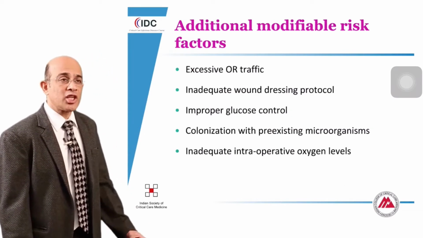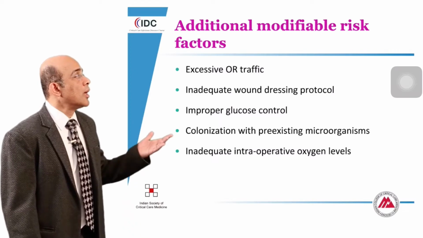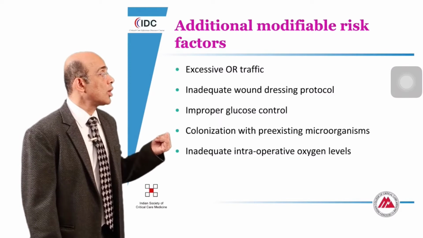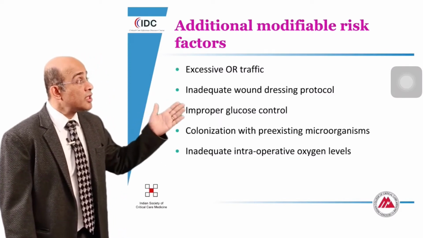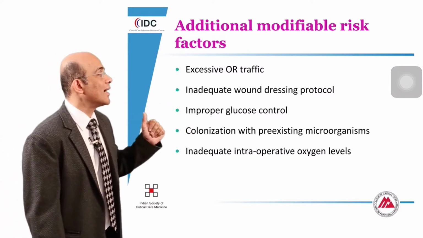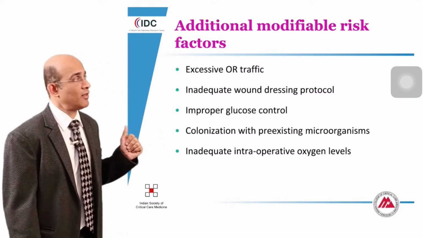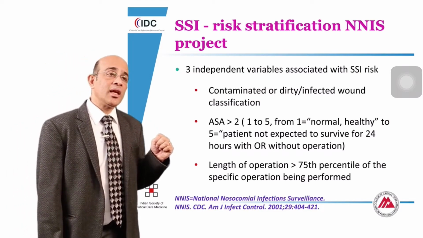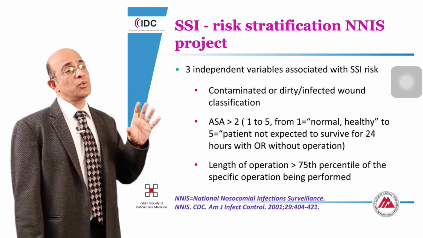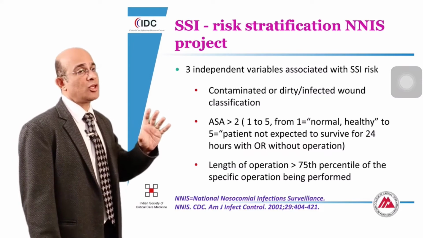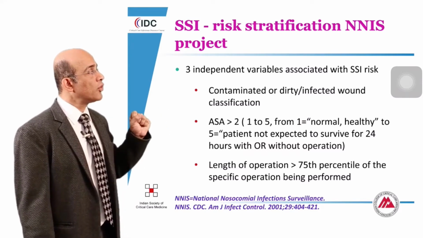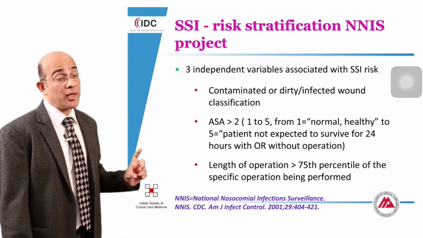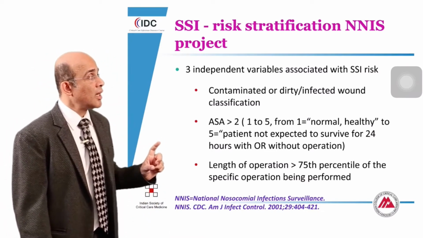The other factors which can be worked upon to minimize the risk would include minimizing the traffic in the operation room, an inadequate wound dressing protocol, improper glucose control, colonization with pre-existing microorganisms, and inadequate intraoperative oxygen levels. There was a study done, the National Nosocomial Infection Surveillance Project, which looked at the factors which probably contribute to the development of surgical site infections, and they found 3 independent variables were associated with SSI. These were the predominant 3 factors which were associated.